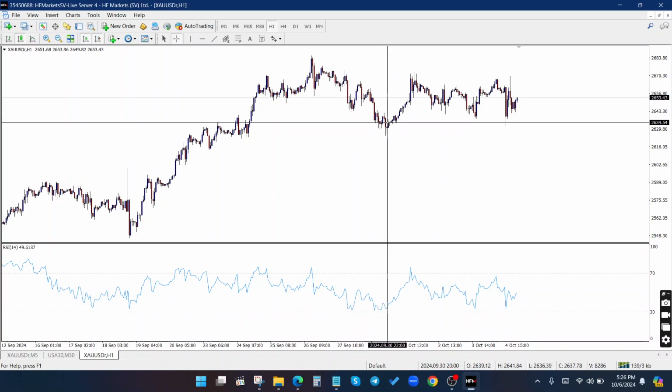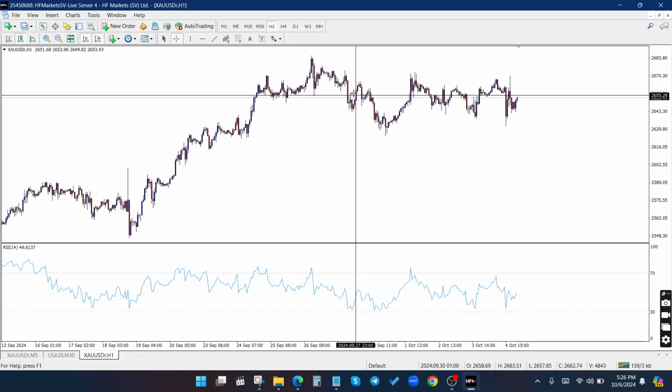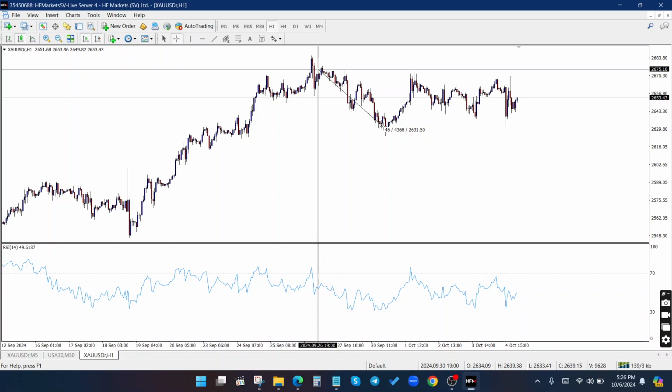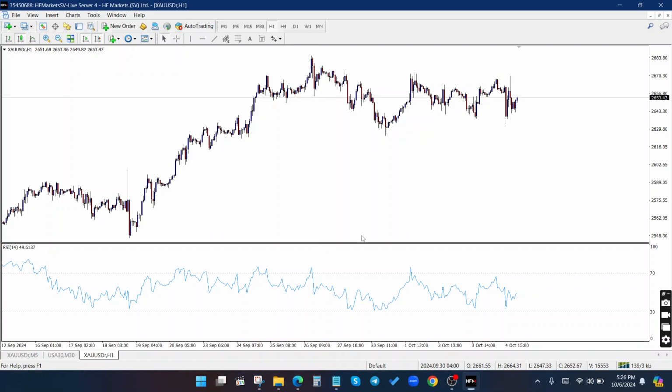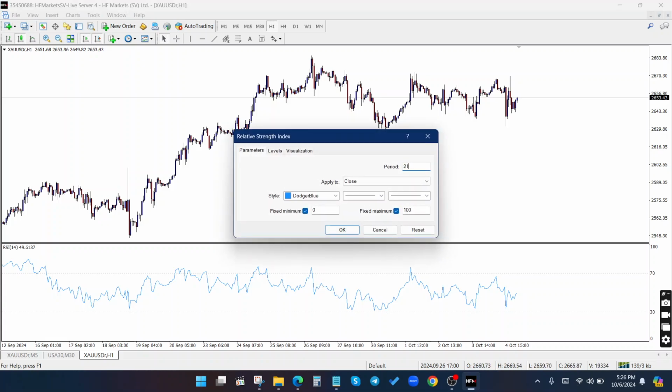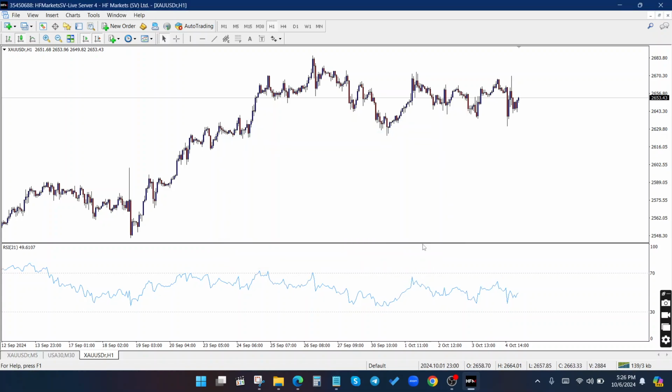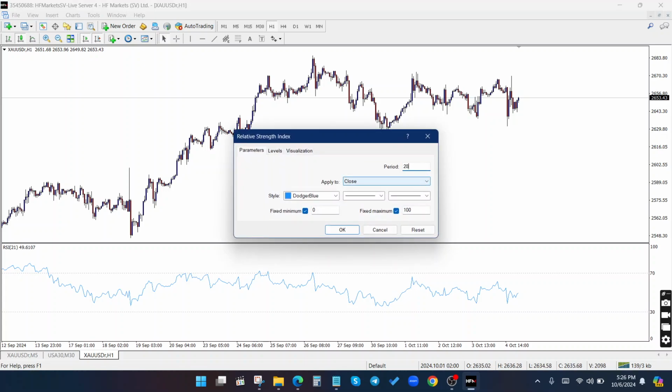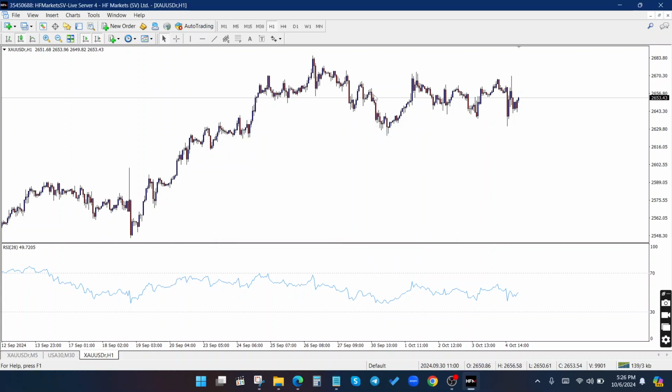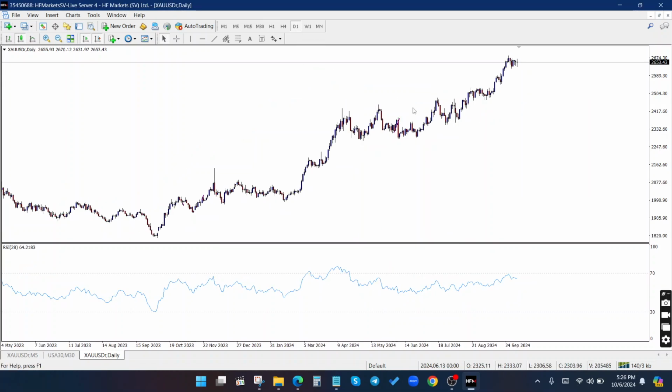Okay, so we would have considered exiting somewhere around here. That would have fetched us about 4,300 pips. Now, for long-term trading or position trading, you might want to consider a 21 period, or between 21 to 28. Perhaps you can consider 21 or you can consider 28. Let's just change this to 28 and also see. You might want to focus on the daily time frame.